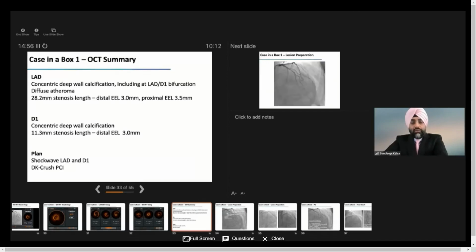So the plan was to treat the LAD and diagonal with shockwave therapy here. The reason I was treating the diagonal, even though it was FFR negative, is due to the calcified anatomy identified on the OCT. Based on the vessel sizes, I chose my technique as a DK crush here.